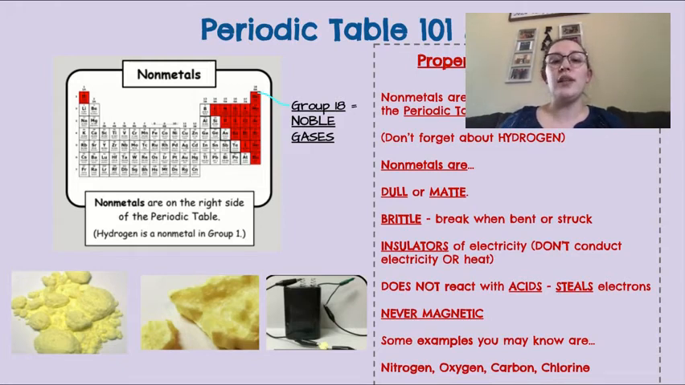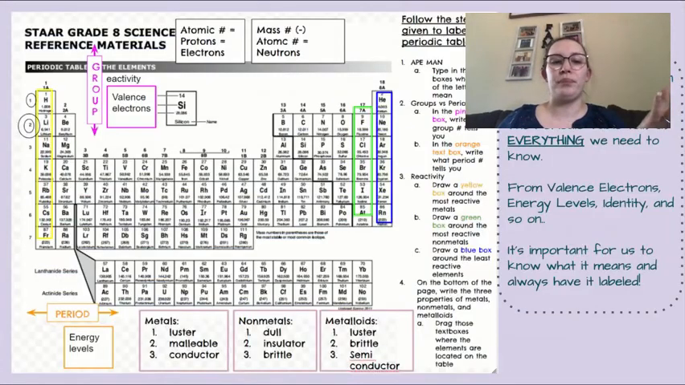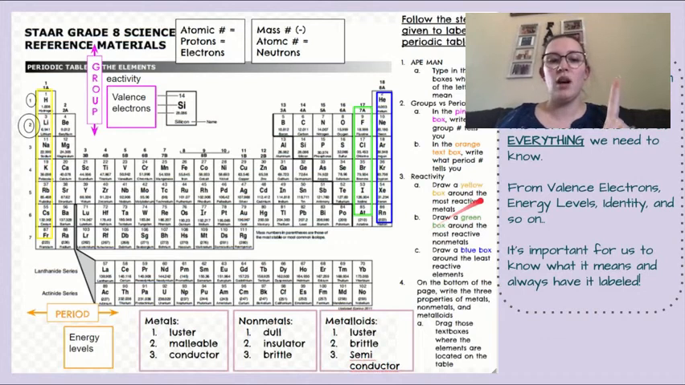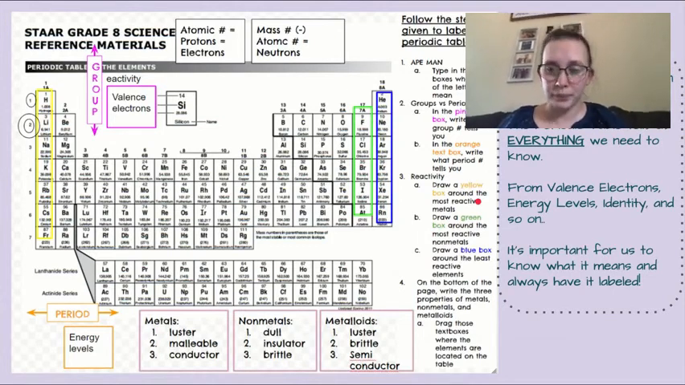These are the three main types of elements that can be on the periodic table, okay? So we have metals on the left side, metalloids on our staircase, and nonmetals on the right side, okay? And remember, don't forget about little hydrogen that's sitting on the left side of the periodic table. He is a nonmetal, okay?